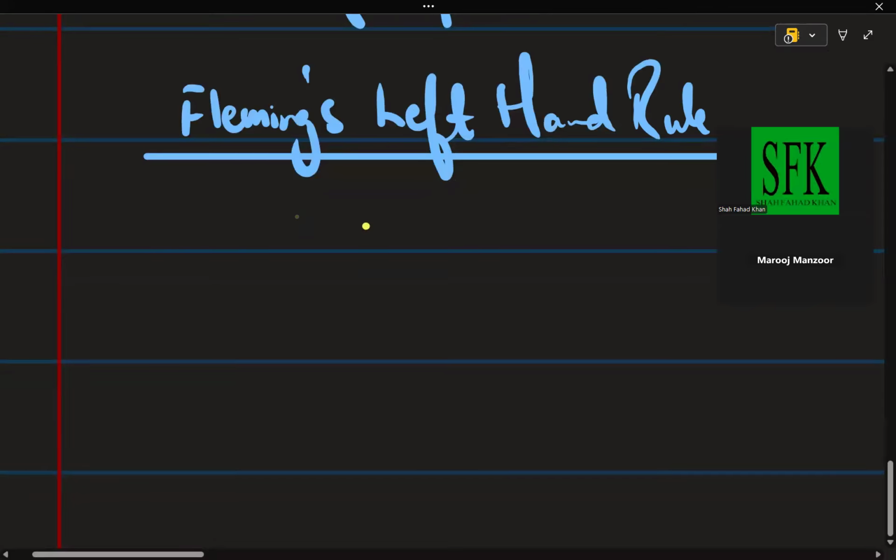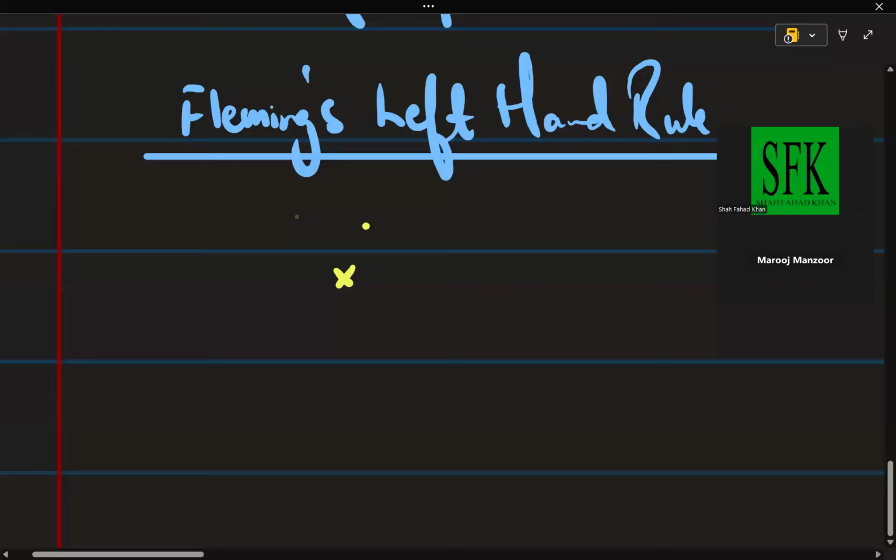We're going to use the Fleming's left-hand rule over here to determine the direction of the force acting on a charged particle as it enters a magnetic field. Okay? Now let's assume there is a magnetic field, but this time I'm going to draw the magnetic field perpendicular to the page. Okay, I'm going to draw it like this.